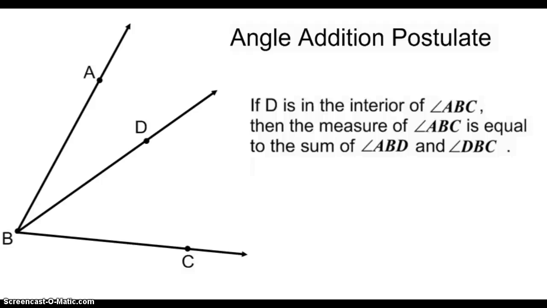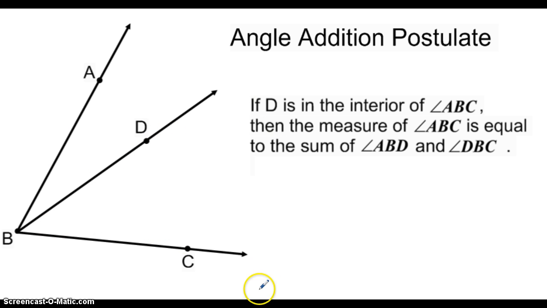Hi guys, so today we're going to talk about the angle addition postulate. And the angle addition postulate says that if D, which is right here, is in the interior of angle ABC, then the measure of angle ABC is equal to the measure of angle ABD plus the measure of angle DBC.